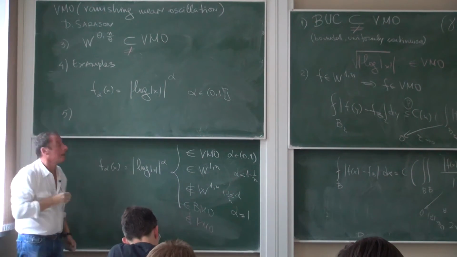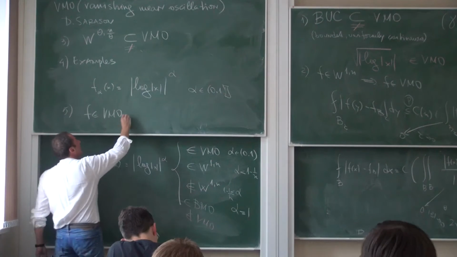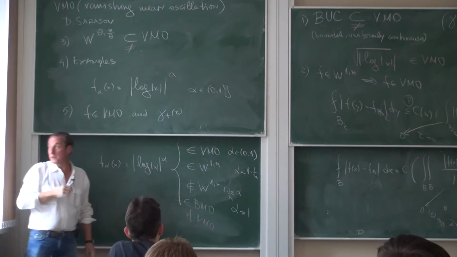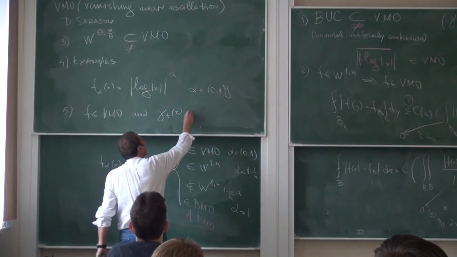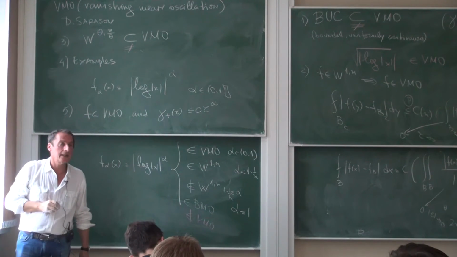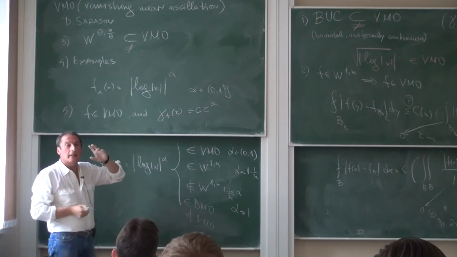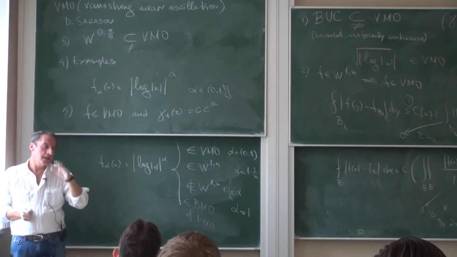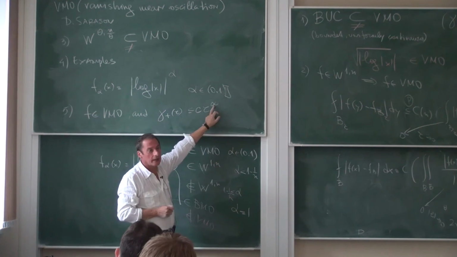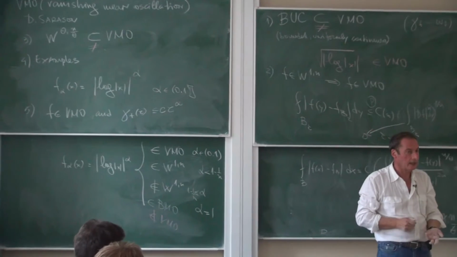Another property. Suppose f is in VMO, and suppose that its VMO modulus is bounded above by some power alpha of the argument. Think about, for example, a continuous function which has a modulus of continuity which behaves like the alpha power of the argument. Then you can conclude that the function is Hölder continuous with exponent alpha.